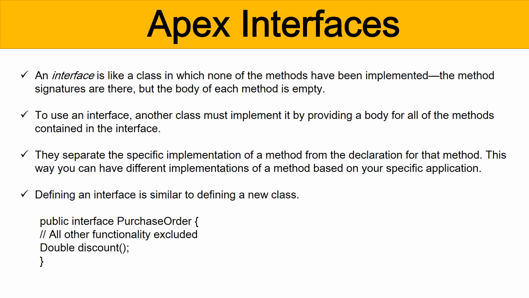An interface is like a class in which none of the methods have been implemented. The method signatures are there, but the body of each method is empty. To use an interface, another class must implement it by providing a body for all of the methods contained in the interface. Interfaces can provide a layer of abstraction to your code. They separate the specific implementation of a method from the declaration for that method. This way you can have different implementations of a method based on your specific application. Defining an interface is similar to defining a new class, as shown on the screen.